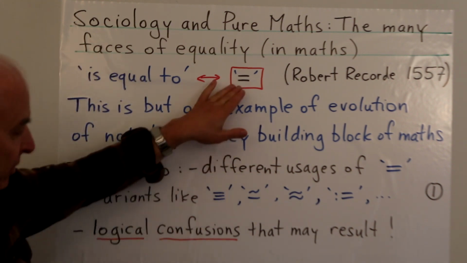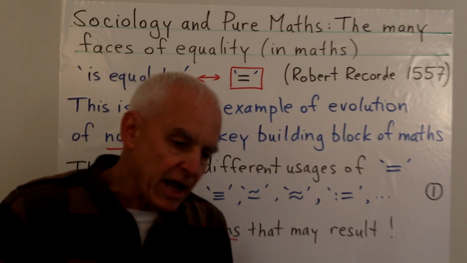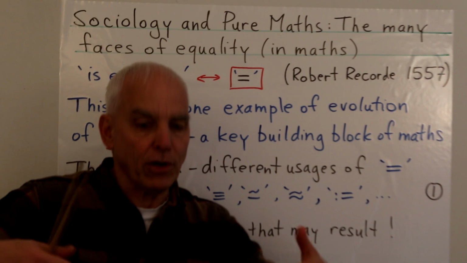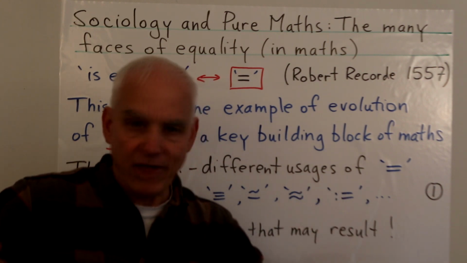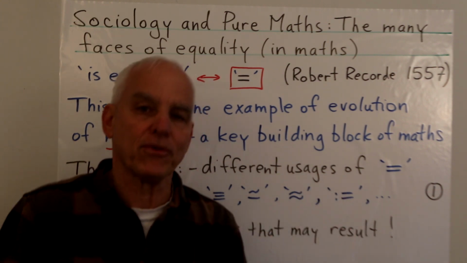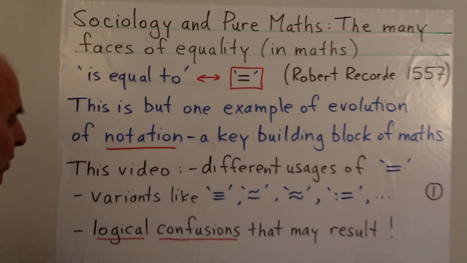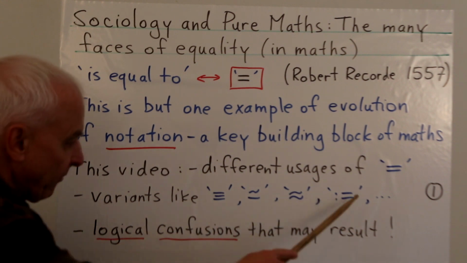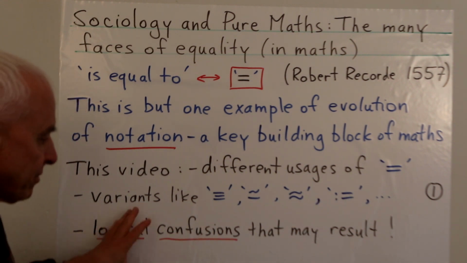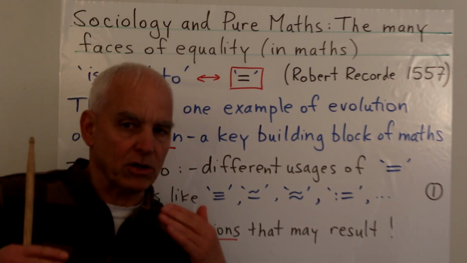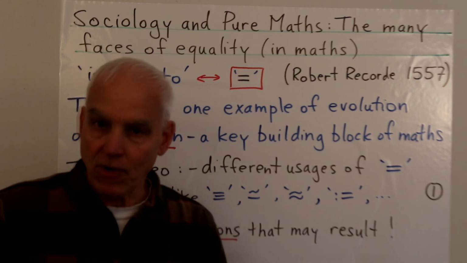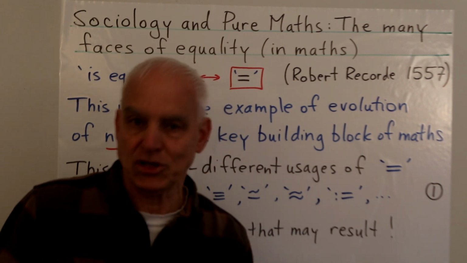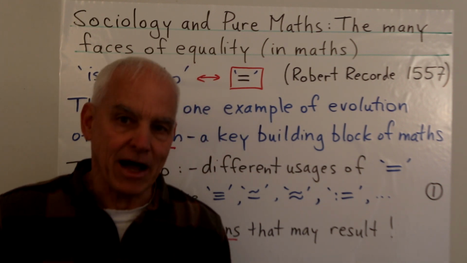But what exactly that means, well, we'll see, has lots of interpretations. And so we should think about this kind of thing as part of an evolutionary development of mathematics, as notational devices and conventions morph through time. So in this video, we are going to talk about different usages of this equal sign. We'll also look at some variants, and we'll discuss briefly some logical confusions that may naturally arise because we have this multiplicity of meanings or associations for this sign.